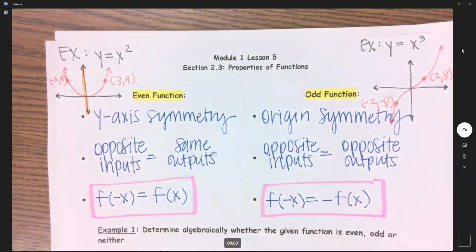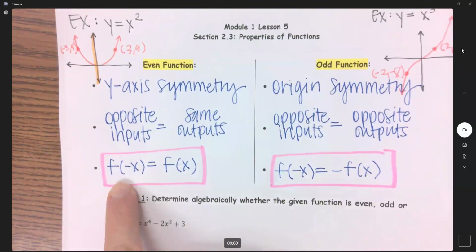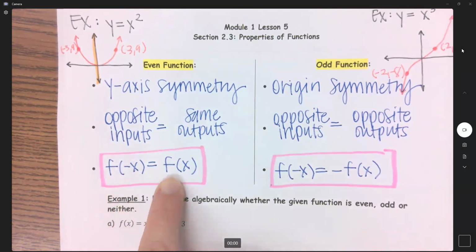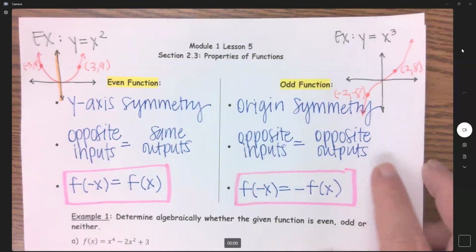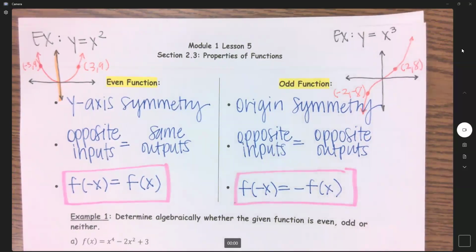So what does that look like in function notation? If we input a negative x, then we need to get out the same y. f of x is just another name for y.